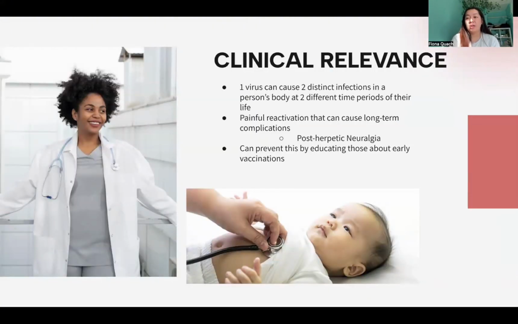And finally, we're going to talk about clinical relevance. So I would say one of the main points is to be aware that one causative agent, which is the varicella zoster virus, can cause 2 different infections in your body at 2 different time periods. These 2 infections cause a lot of long-term complications. One of them is post-herpetic neuralgia. This is long-term nerve pain, and it can really limit your activities and what you can do with your life because of how much your nerves control in your body. In modern times, we can lower it a lot by getting vaccinations.